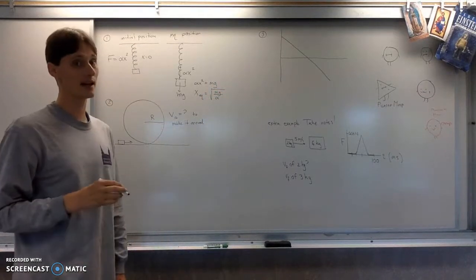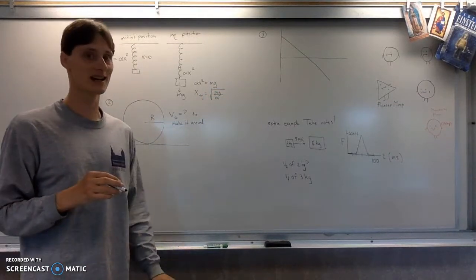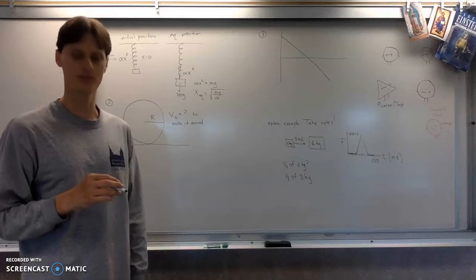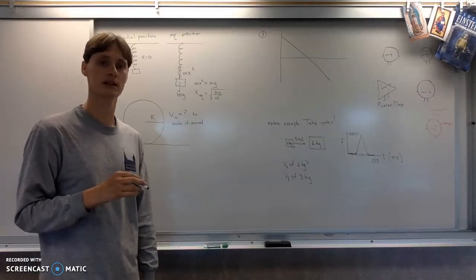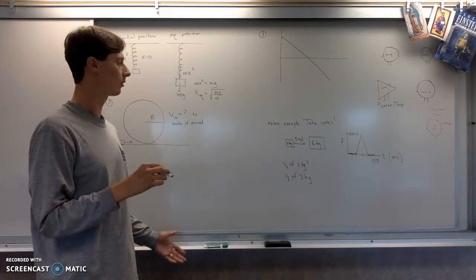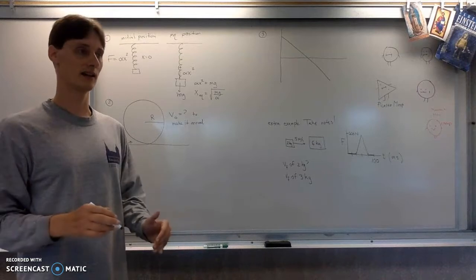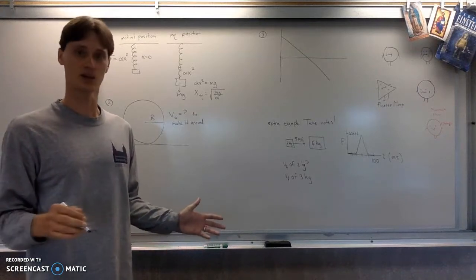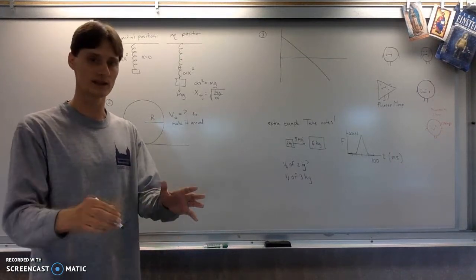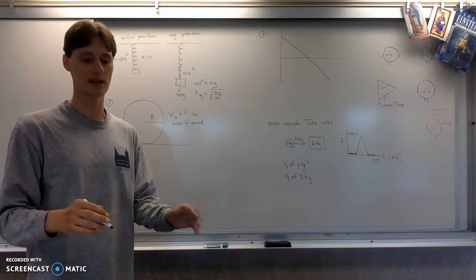Now if you already went ahead and looked at the answer key, that's not the answer. It's actually A, which is root 3 mg over alpha. So clearly, they're not asking an equilibrium question. So what in the text is going to clue me into that?